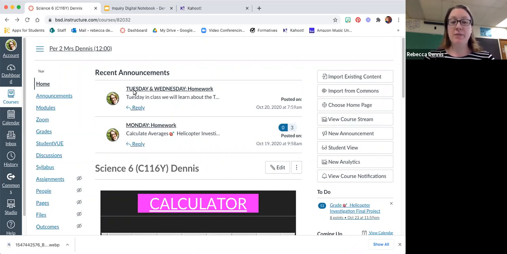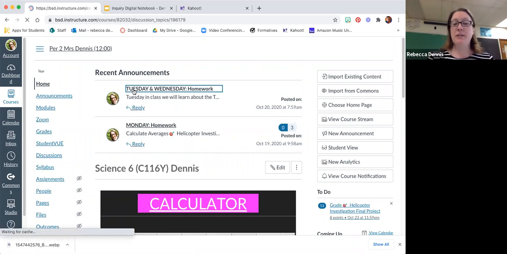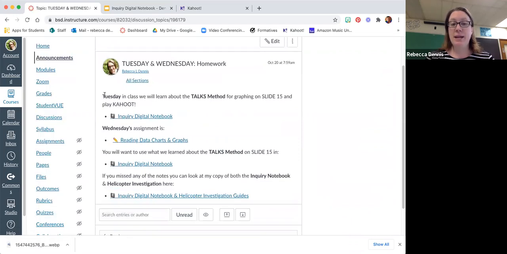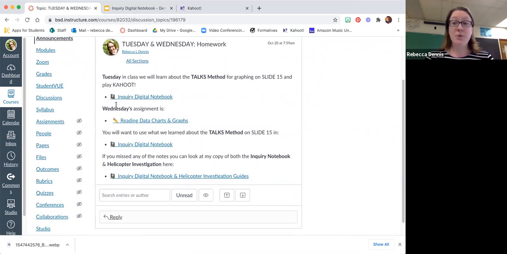So to start out, I wanted to point out that under announcements, you can see what we are doing in class today. Tuesday in class, we will learn about the TALKS method for graphing on slide 15 in our Inquiry Digital Notebook. And we're going to also play a Kahoot to review what we learned there. Then Wednesday's assignment is reading data charts and graphs. It's a formative and it's ready to go.